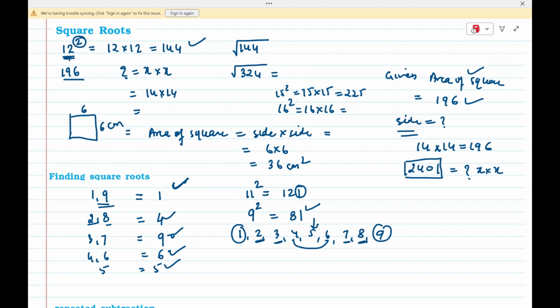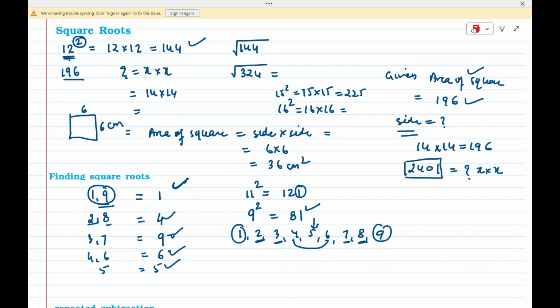So this is a trick to remember what is going to be the unit place in the square of a number if its unit place digit is known. Correct? Now, as the square root is the reverse of square, the digit will also get reversed.